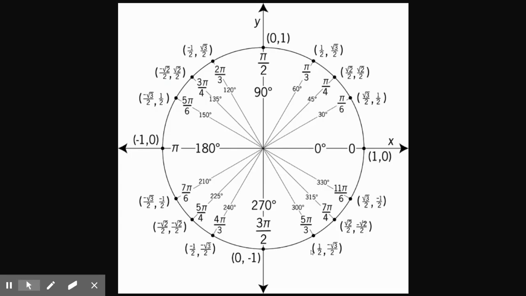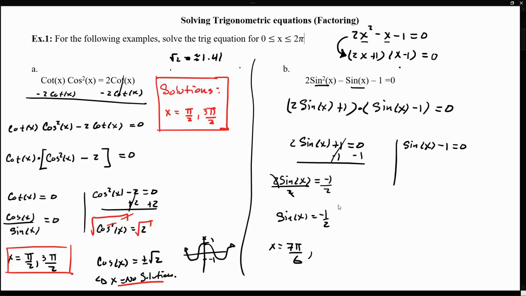And is there anywhere else where my sine is equivalent to negative 1/2? Well, we have it right here, also at 330, because notice that at 330, the sine is still negative 1/2, which I'm going to write as 11 pi over 6. So for my first function, I got two solutions.